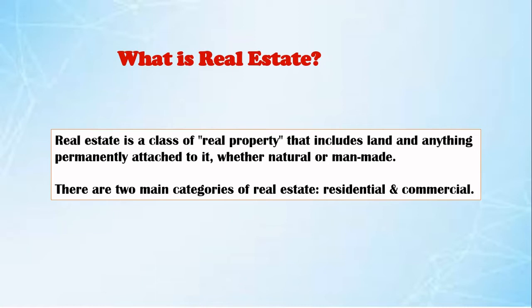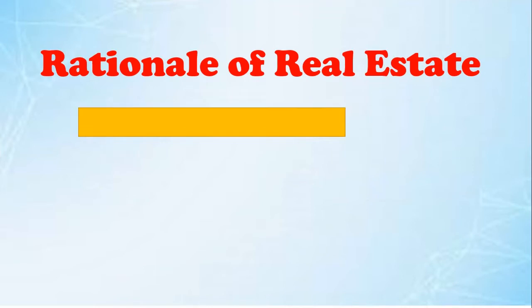Under residential, there are single family homes, multi-family homes, low-rise, mid-rise, and high-rise buildings. And under commercial, there are office, retail buildings, industrial buildings, hotels, etc. So we can say that the purposes of residential and commercial buildings are totally different. Residential buildings are made for the living of families, and on the other hand, commercial buildings are made to run a business. Let's see the rationale of real estate property.